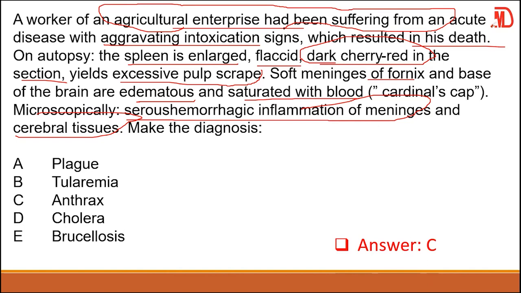Anthrax meningitis is characterized by a dark cherry red appearance, or dark cherry red spleen. When you cut it, there could be edema of the meninges and things like that. So over here, we're looking at anthrax.